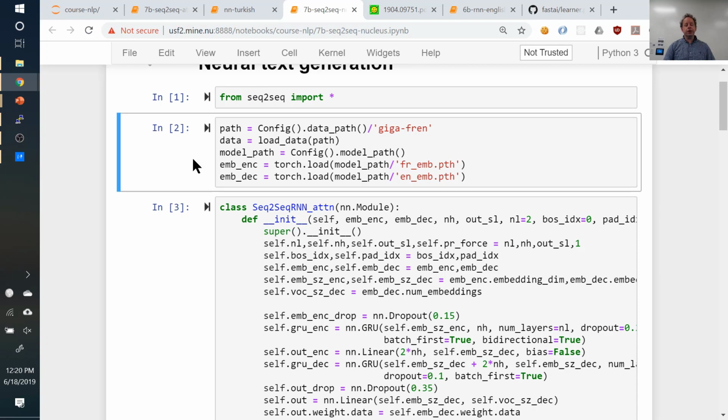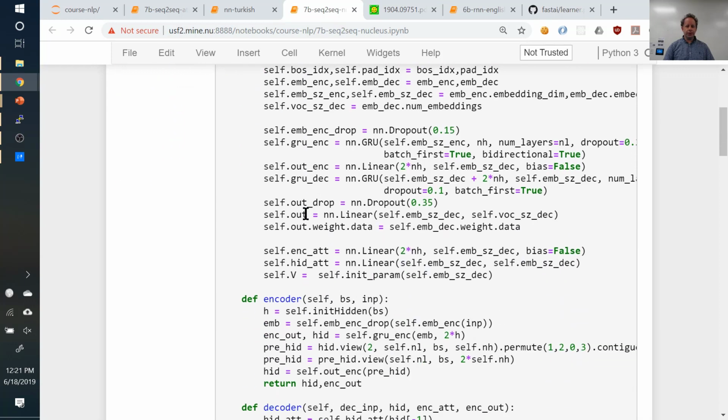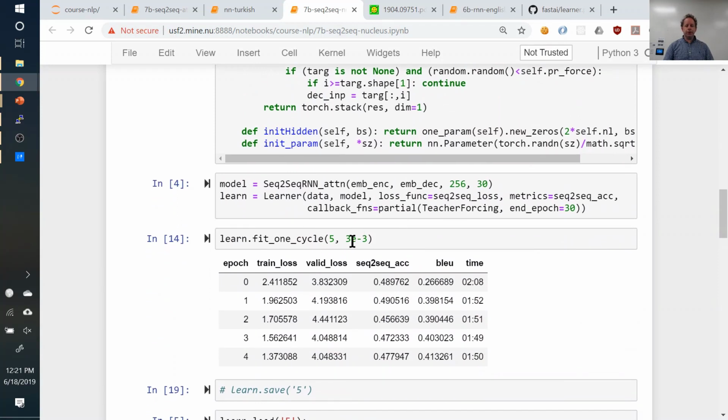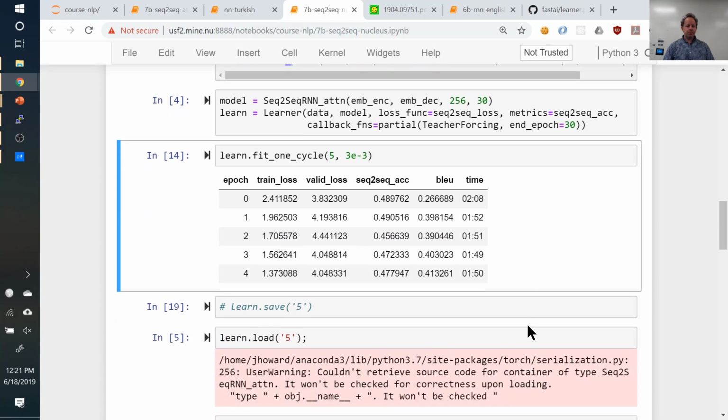The one thing I did copy from the notebook was the seq2seq RNN with attention. So that's exactly the same. Like I say, we're not training a model any differently. And what I did was I trained a model for only 5 epochs to make it particularly crappy, because I wanted to show you the differences when you're working with a crappy model.